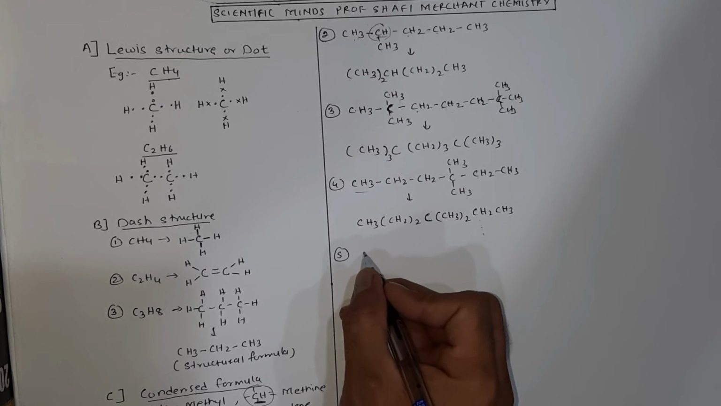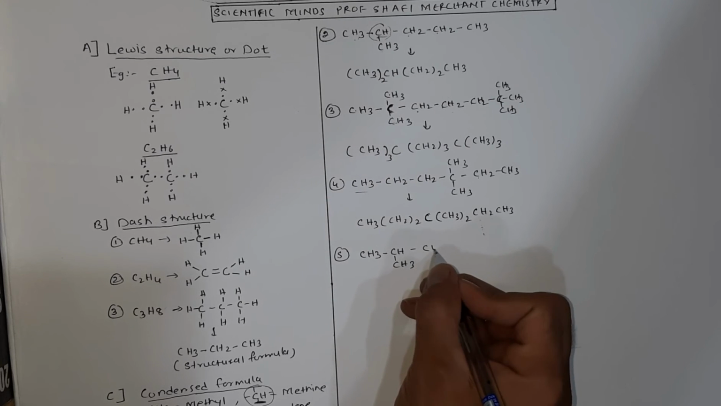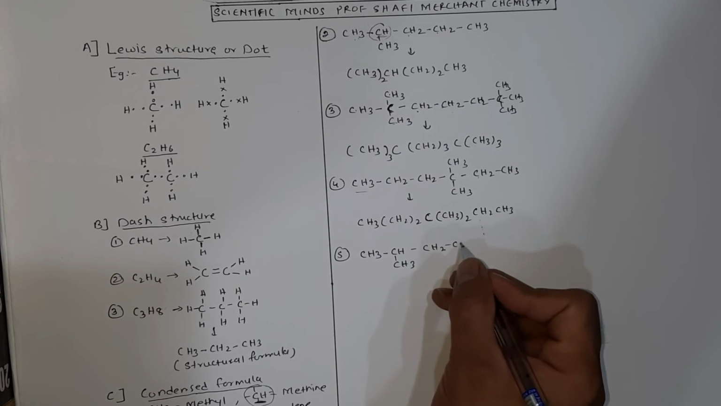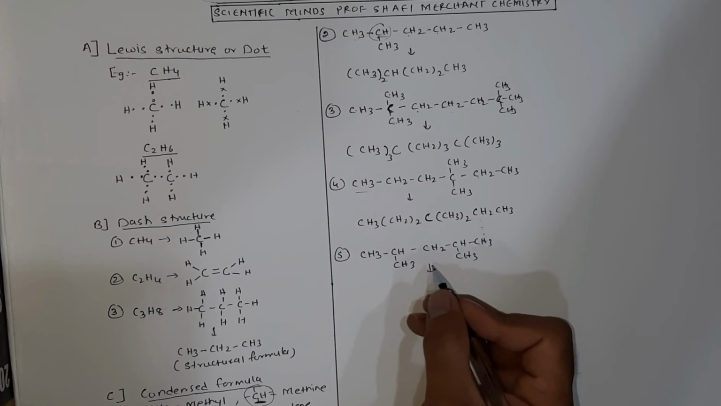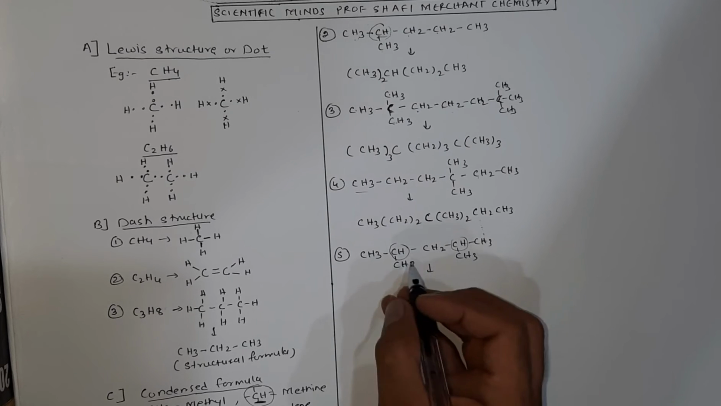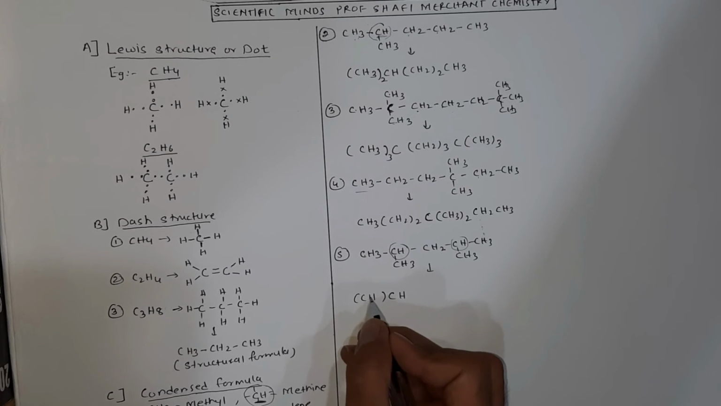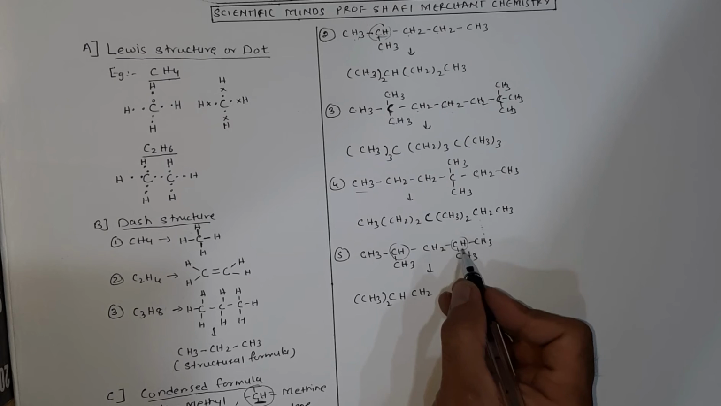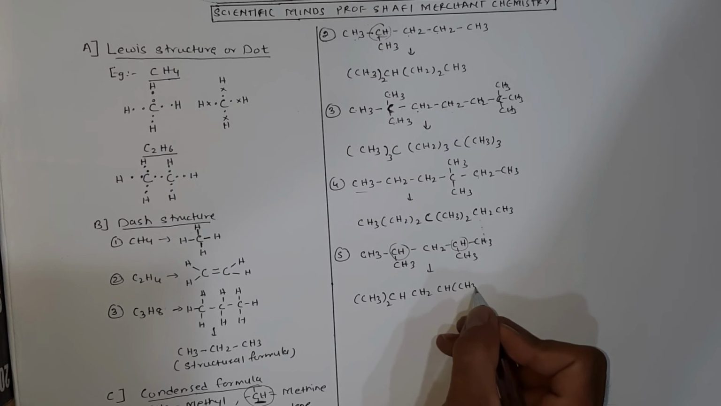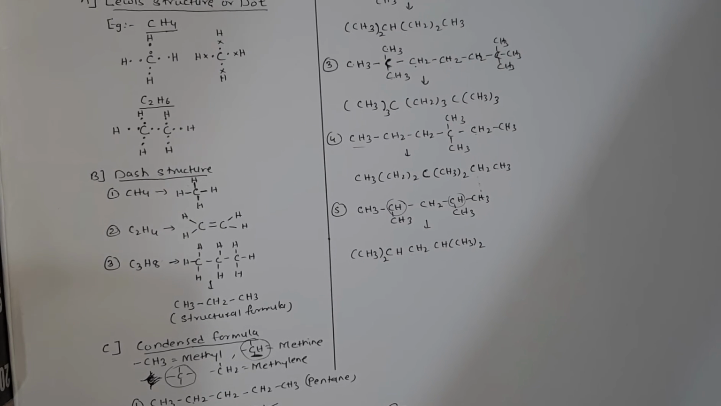Fifth molecule, CH3 CH CH3, CH2, CH CH3 CH3. If I want to make the condensed formula, again there are 2 branches from here, right? CH, how many CH3 are attached? CH3 twice. Then again there is a CH2 in a row, so I just write down CH2. Then you have a CH. To this CH, how many CH3 are attached? Twice. So this is how you represent any molecule with respect to its condensed formula.